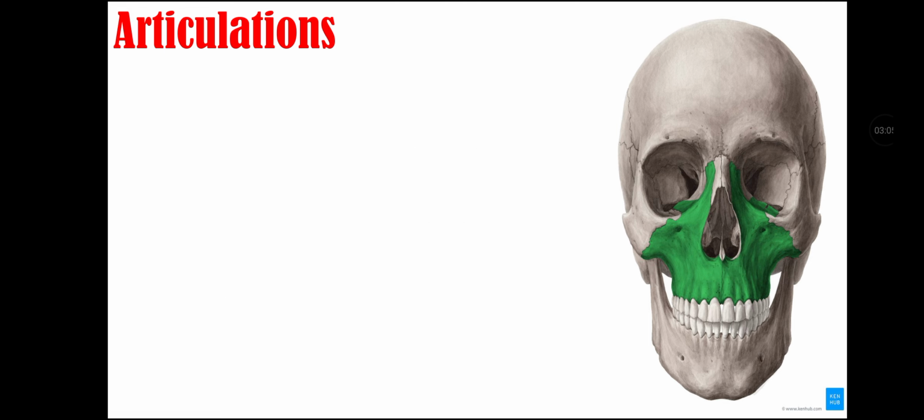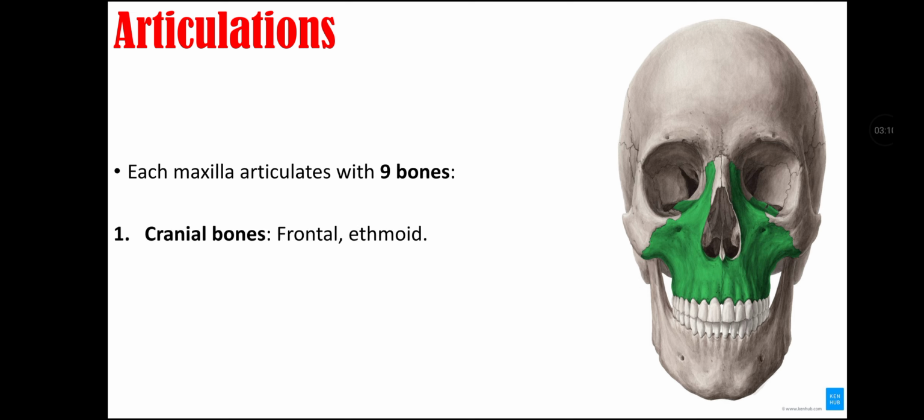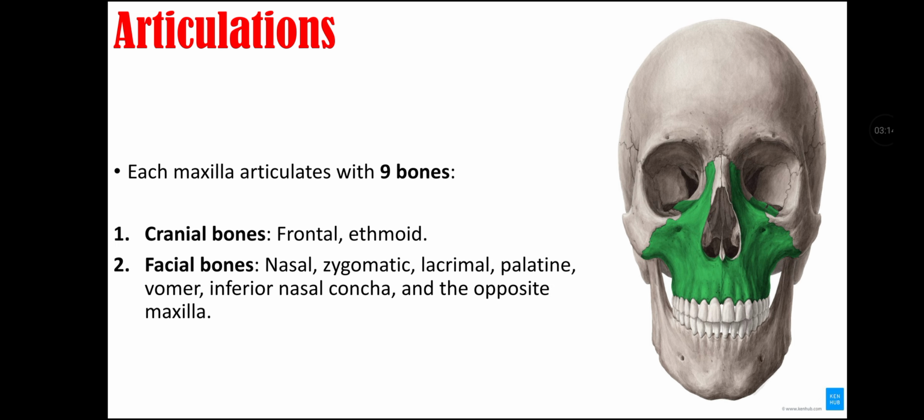Articulations of maxilla. Each maxilla articulates with nine bones that include its articulation with cranial bones and its articulation with facial bones. Talking about maxillary articulation with cranial bones, maxilla articulates with the frontal bone and ethmoid bone. Talking about its articulation with facial bones, maxilla articulates with the nasal bone, zygomatic bone, lacrimal bone, palatine bone, vomer, inferior nasal conchae, and it also articulates with the opposite maxilla at the intermaxillary suture.